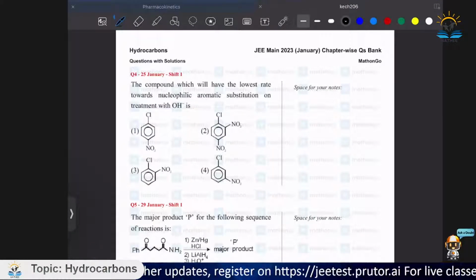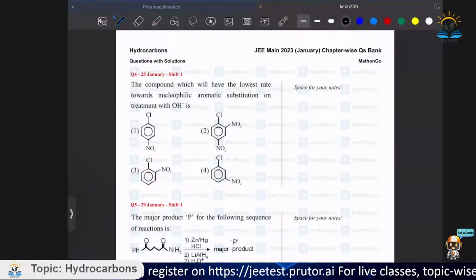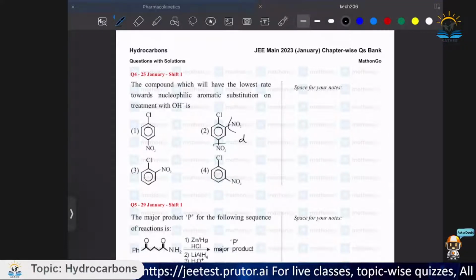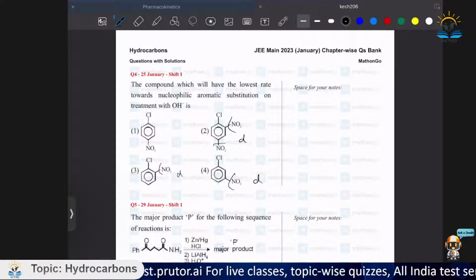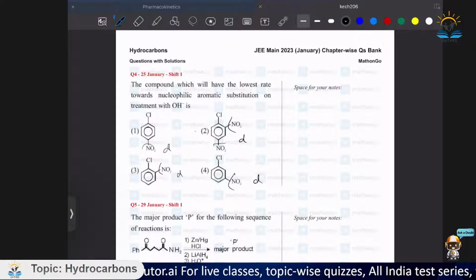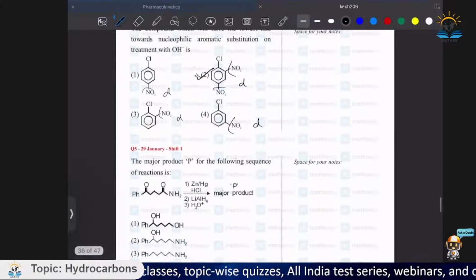Next, the compound which will have the lowest rate toward nucleophilic aromatic substitution. So nucleophilic substitution, see, there are two deactivating groups here. There is one deactivating group here. There is one deactivating group here. One deactivating group here. So yeah, this is going to have the lowest rate because there are two deactivating groups.